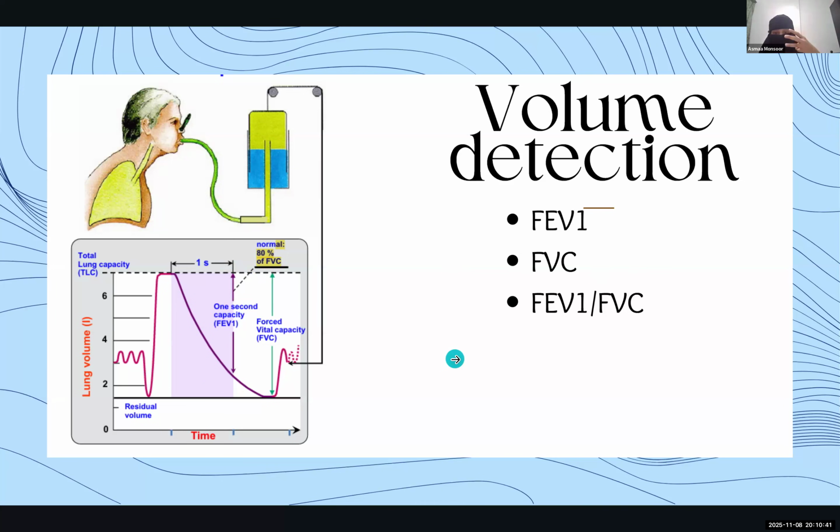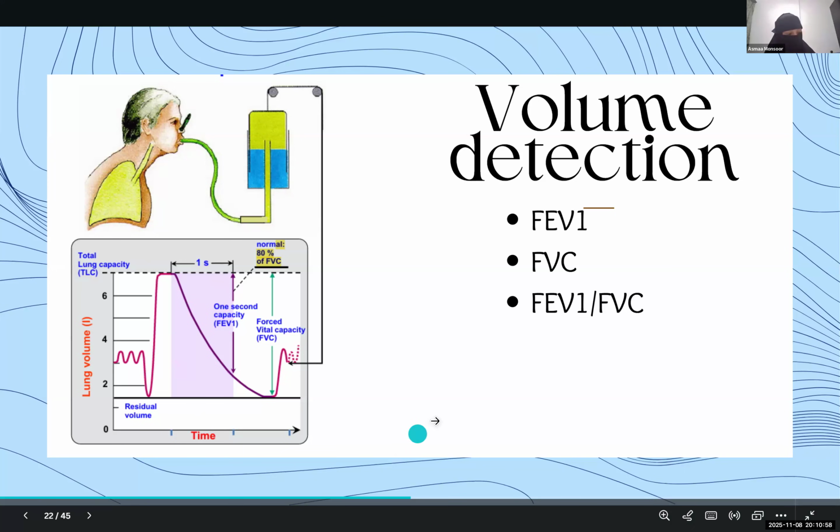You need to know only three parameters. FEV1 is the first one. Forced expiratory volume in 1 second, which is the purplish shade over here. All right, did you guys get what FEV1 is? Is it good, or would you want me to explain again?